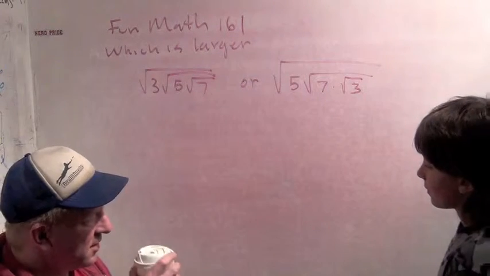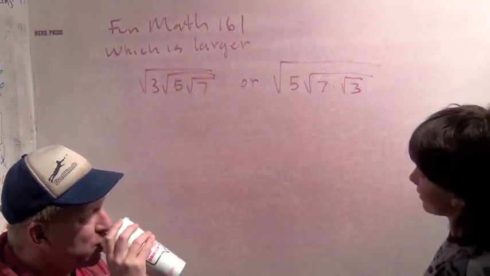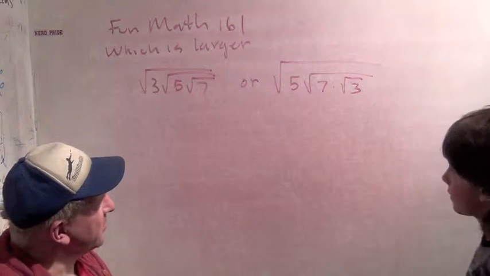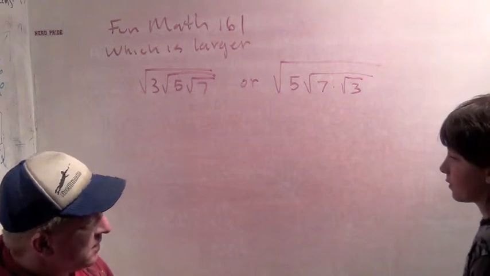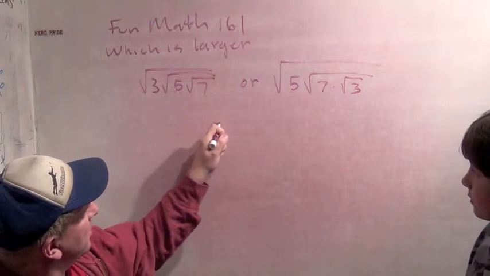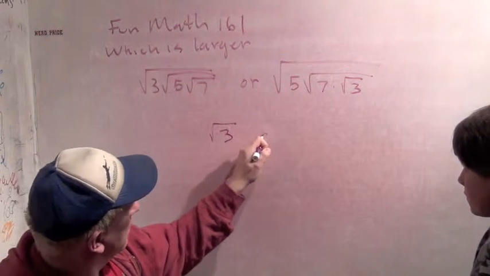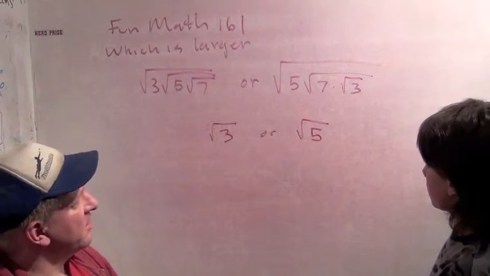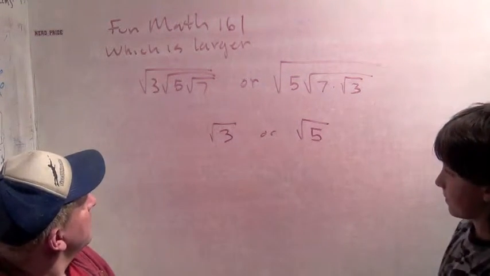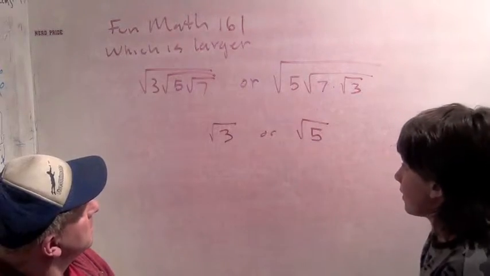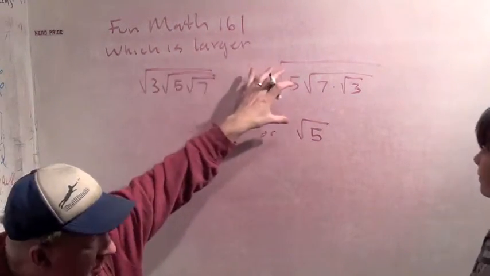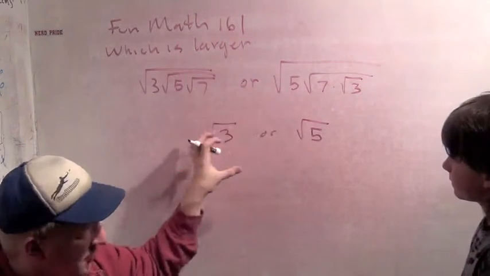How do you think you want to try to approach a problem like this? Well, we don't know how to calculate square roots of square roots. Right, we don't know how to calculate square roots of square roots. So let's look at a simpler problem. Which is larger, the square root of 3 or the square root of 5? Let's go to a simpler one. This one's too hard. We're going to make a simpler problem first.